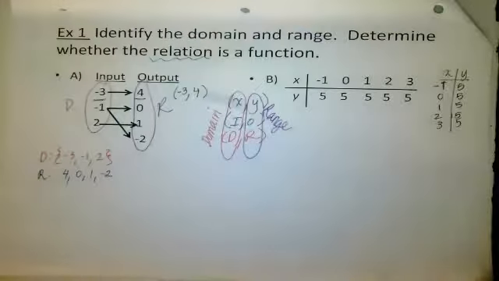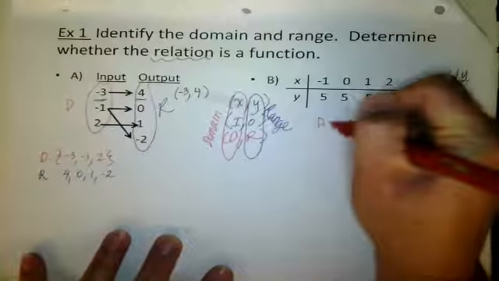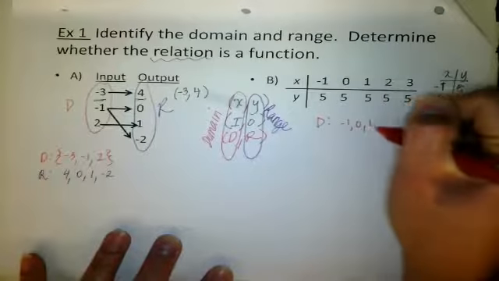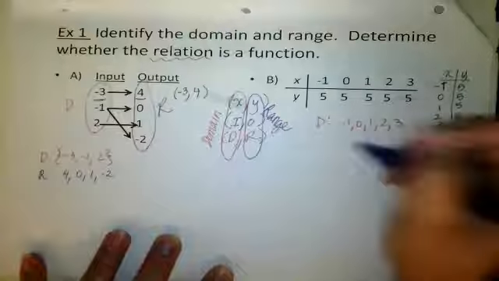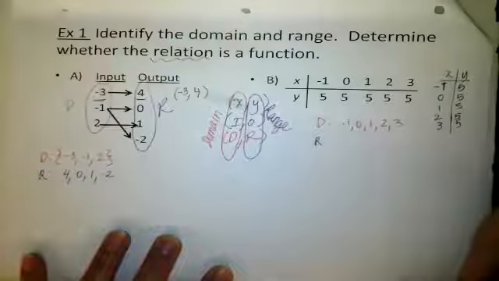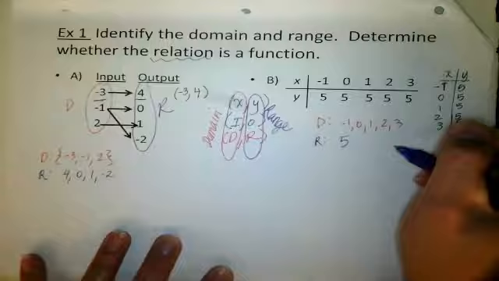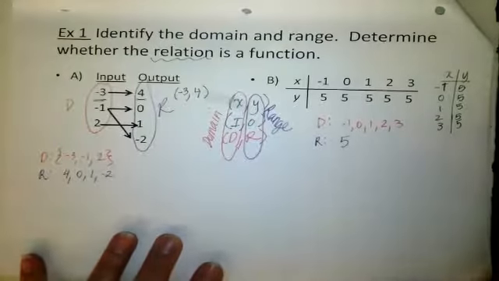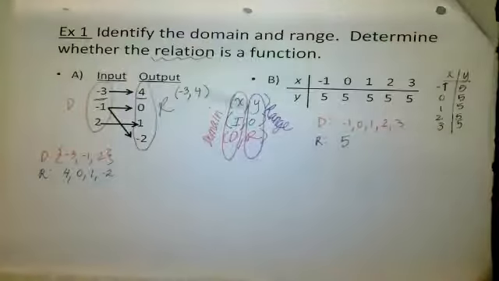Okay. Well, that was the easy part. So I'm going to go ahead and just do the same thing over here for letter B. What's the domain for letter B? -1, 0, 1, 2, and 3. Good. And what's the range for letter B? The bottom row. Yeah. 5. Do I have to write 5, 5, 5, 5, 5? No. Once is absolutely enough. Okay? You don't have to be repetitive. We don't like that in math. Okay. So easy domain and range.